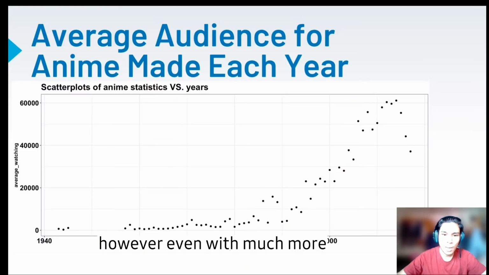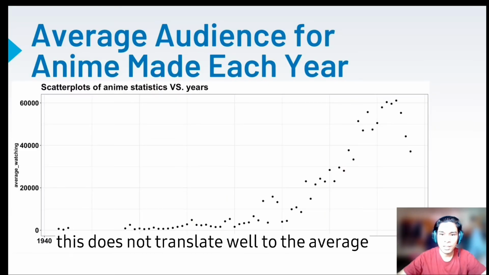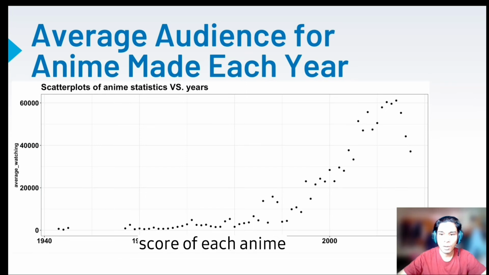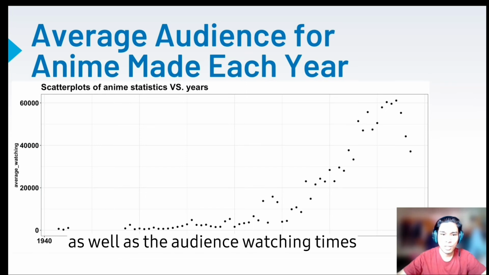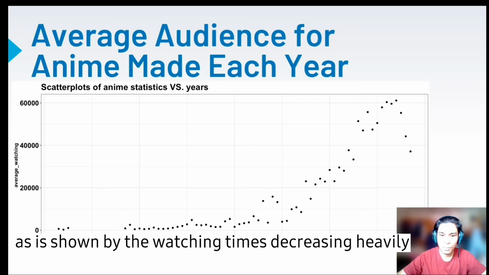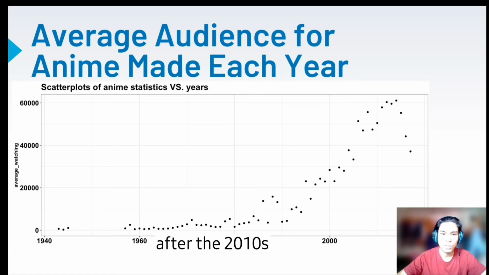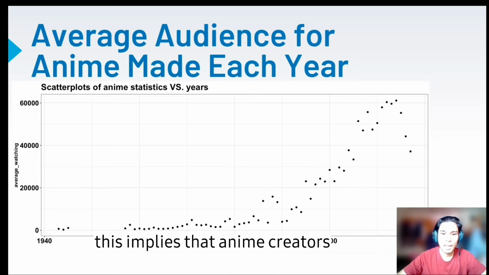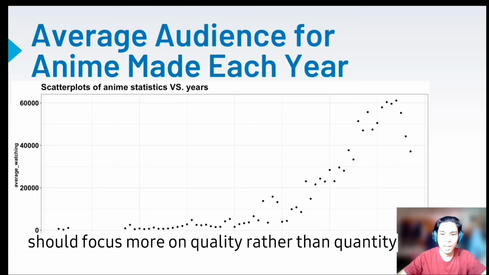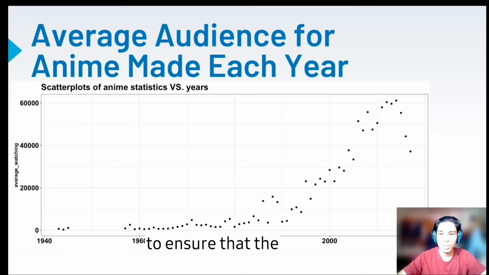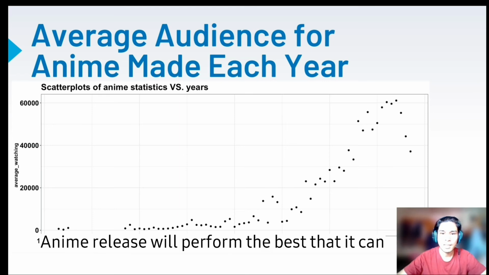However, even with much more anime being released each year, this does not translate well to the average score of each anime, as well as the audience watching times, as is shown by the watching times decreasing heavily after the 2010s, as well as the average score decreasing heavily after the 2010s. This implies that anime creators should focus more on quality rather than quantity to ensure that the anime release will perform the best that it can.